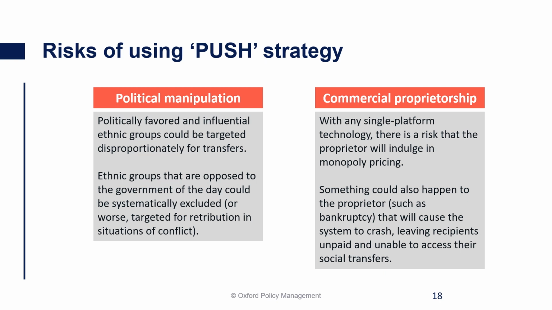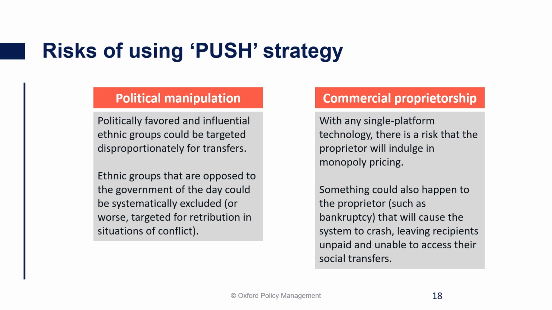Also, there's a risk of commercial proprietorship. With any single platform technology, there's a risk that the proprietor will indulge in monopoly pricing, or that something could happen to the proprietor, such as bankruptcy, that will cause the system to crash, leaving recipients unpaid and unable to access their social transfers. These risks arise from dependence on technology-based systems and are arguably less likely to occur with manual delivery mechanisms.